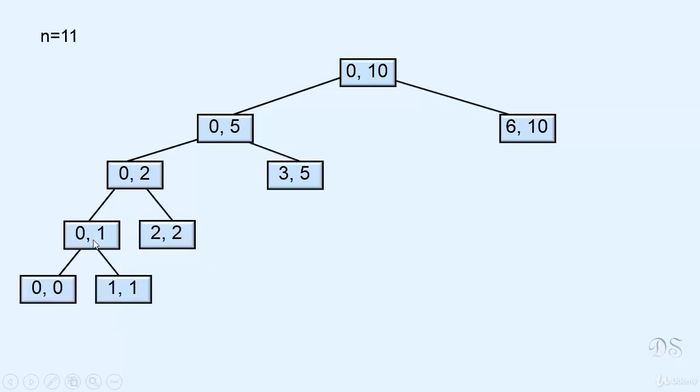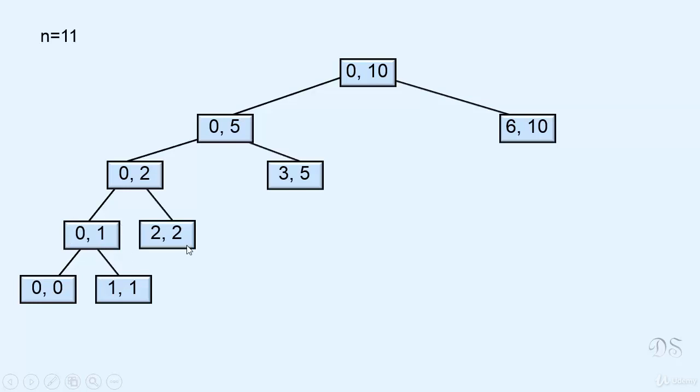Now here mid is 0. So the two sublists are 0 to mid and mid plus 1 to up. And in both of them low and up are same. So they'll contain only one element and the recursion will stop here. Now these two sorted sublists will be merged to temp 0 to temp 1. And then temp 0 to temp 1 will be copied to A0 to A1. So A0 to A1 becomes sorted.